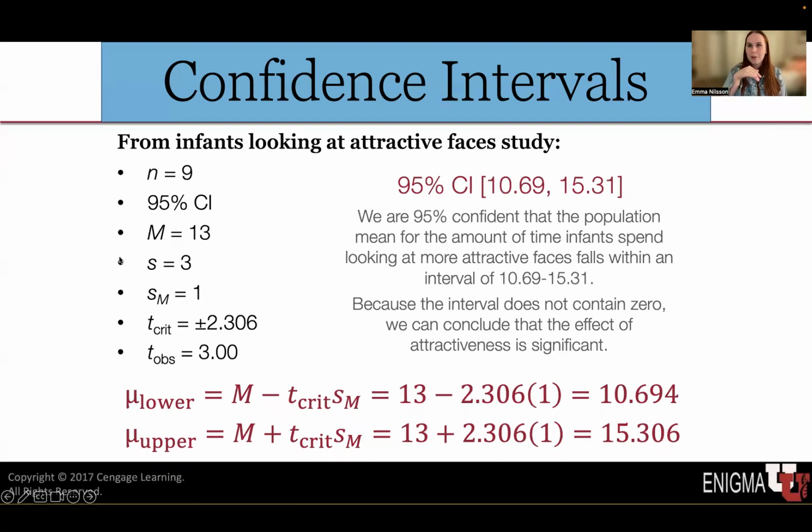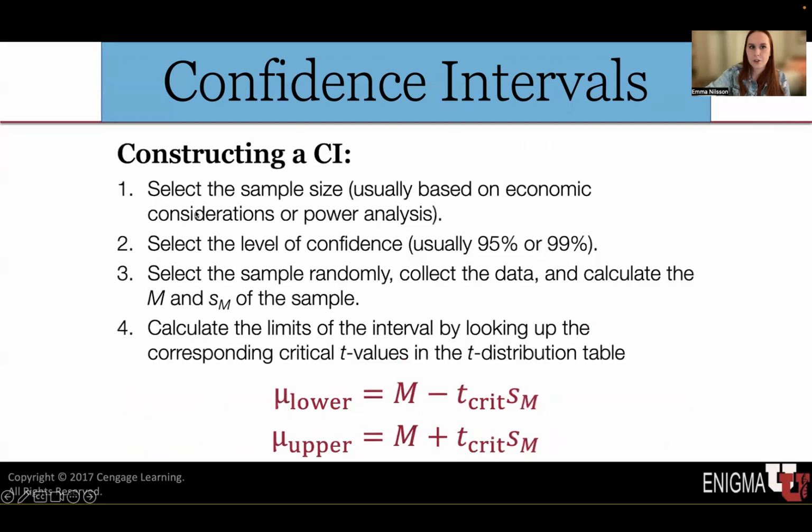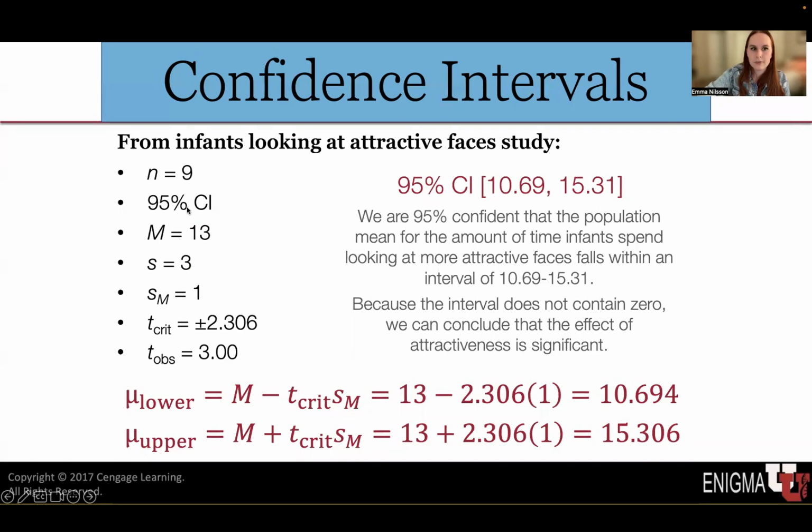If we go all the way back to that infants and attractive faces study, let's say we still have a sample size of 9, but let's say this time we wanted a 95% confidence interval. That's the second step, right? We're going to select a 95% confidence interval.